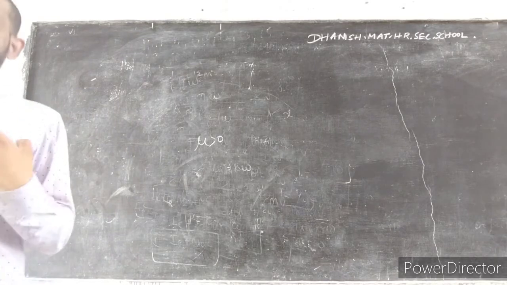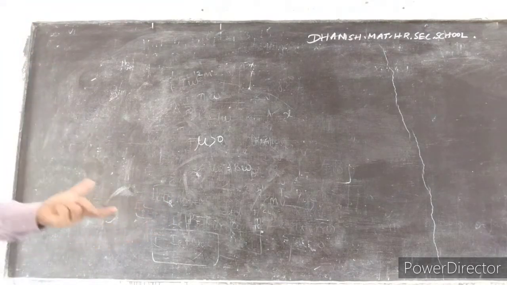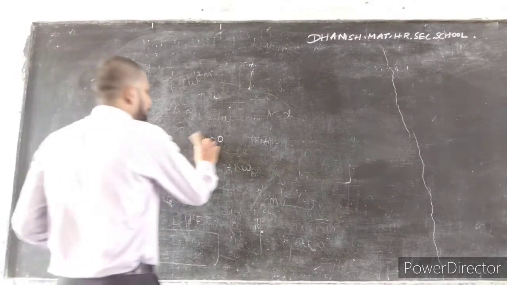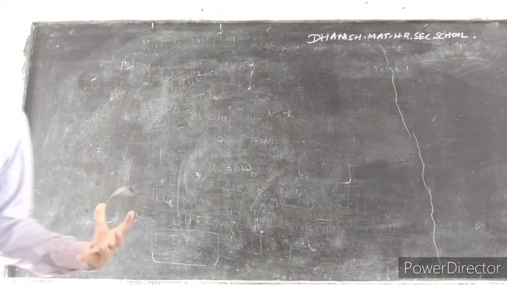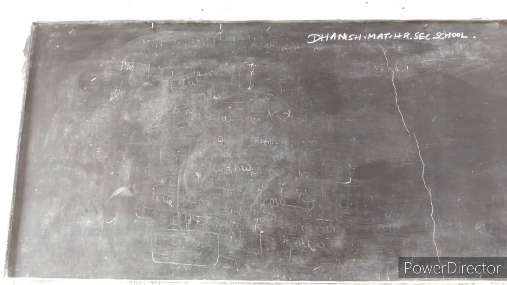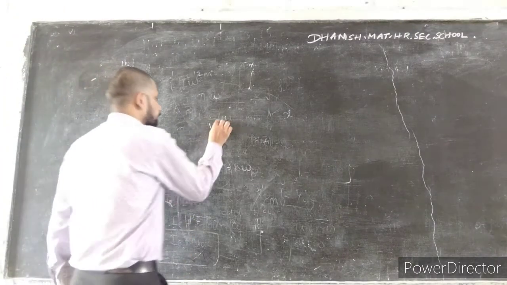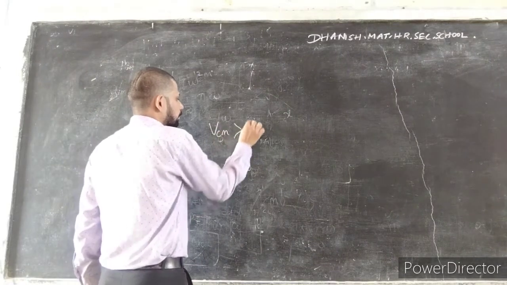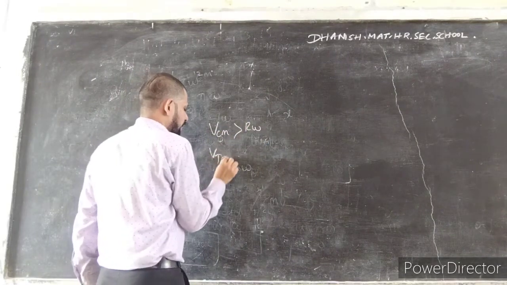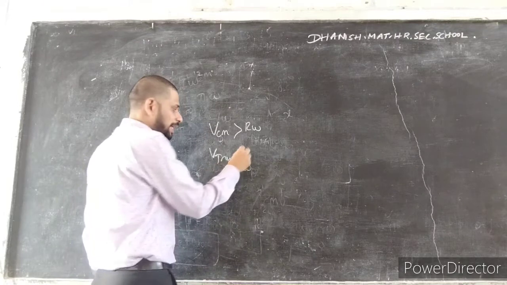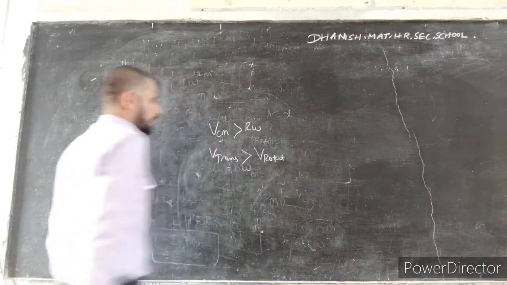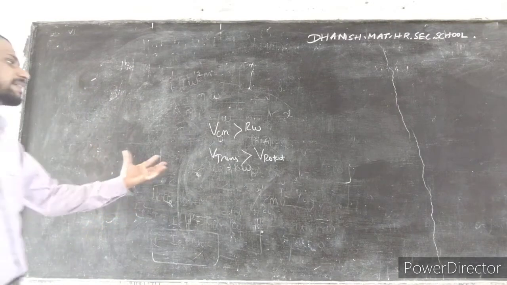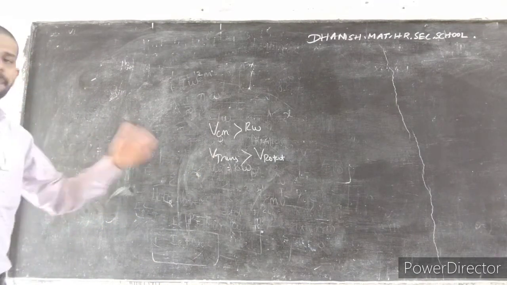What is meant by sliding? Okay, we know that. Sliding will happen when we are stuck in the mud. In the case of sliding, VCM is greater than R omega. That means the V translation is greater than the rotation motion. The velocity of the translation motion is greater than the velocity of rotation motion. So sliding will happen.